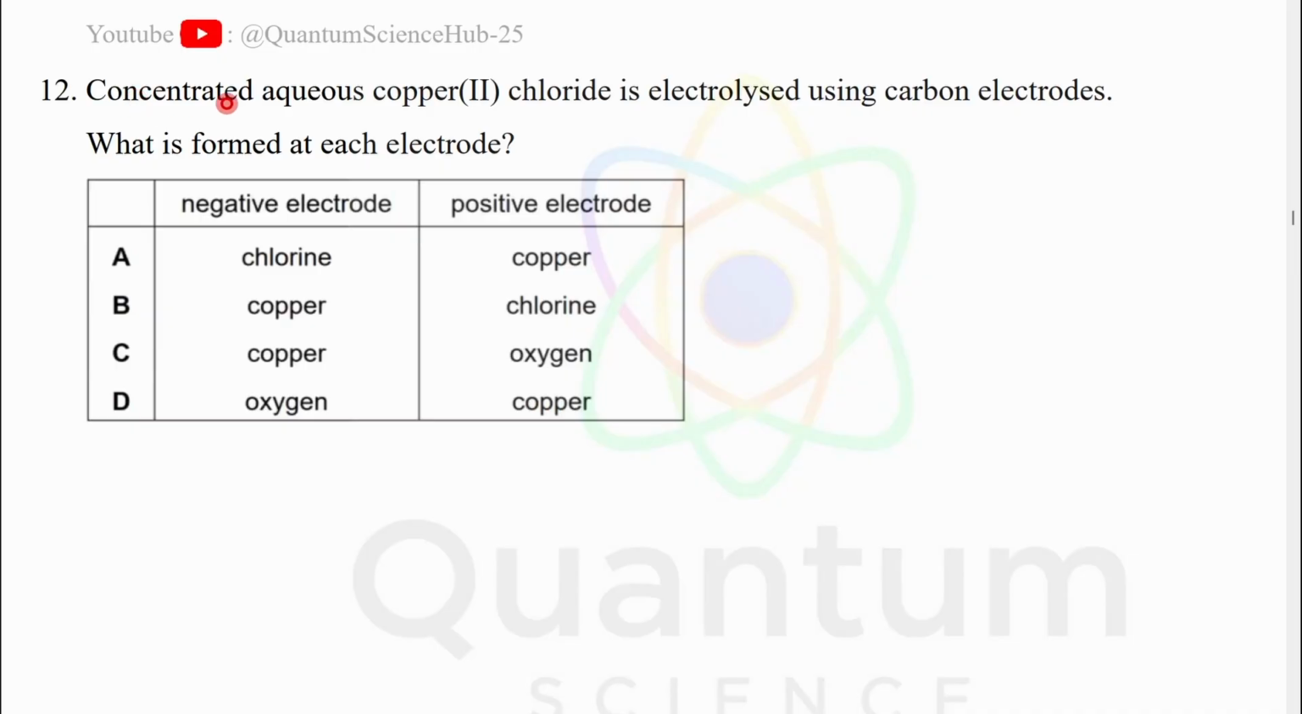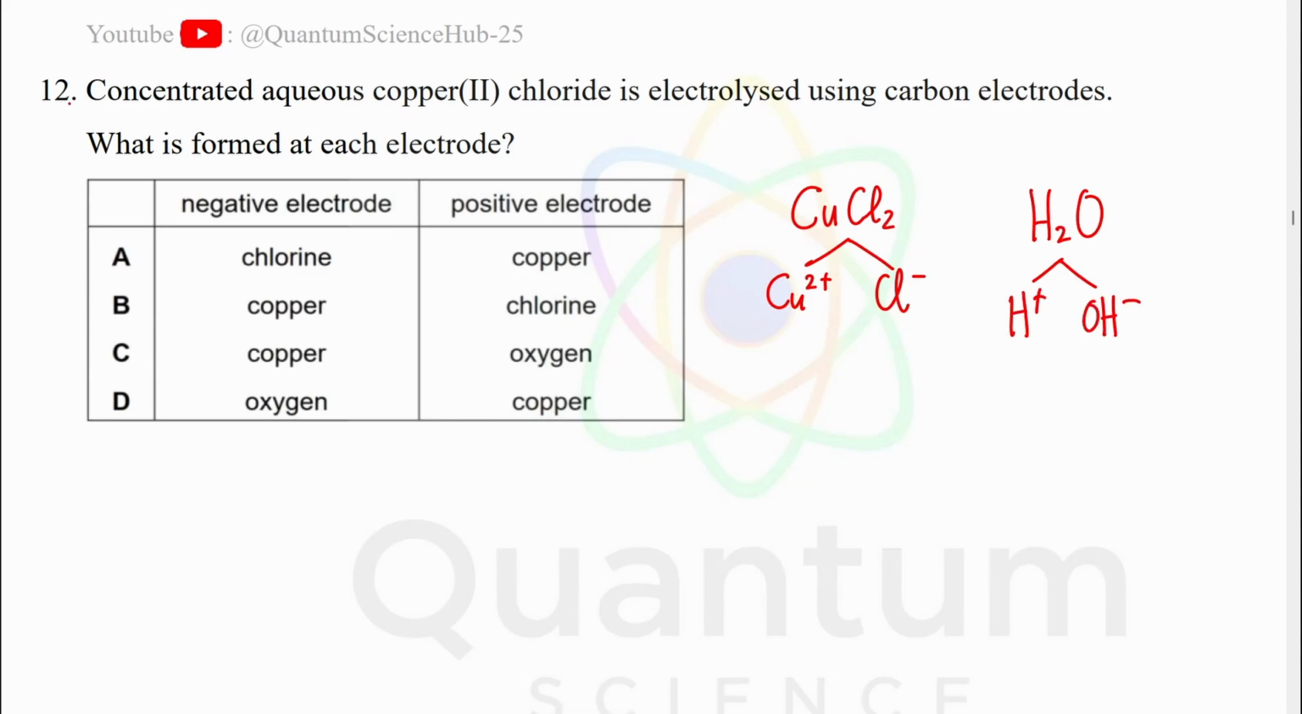Question 12. Concentrated aqueous copper(II) chloride is electrolyzed using carbon electrodes. What is formed at each electrode? Okay, so let's take a look in here. Copper(II) chloride, so CuCl2. And what are the ions? Cu2+ and Cl-. While from the water, again, it is always H+ and OH-.